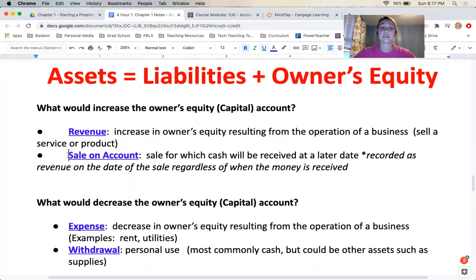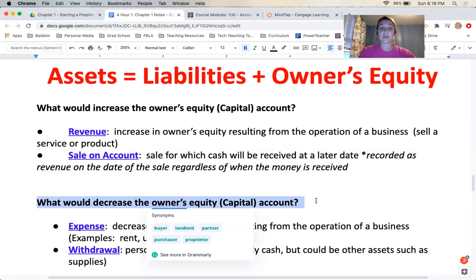The next is sale on account, which means that we made a sale and revenue has come into our business, but we haven't physically got the cash yet. So we talked about accounts payable last week. This week we're going to talk about accounts receivable. So sale on account is when we've still made a sale, we just have not received that cash yet, but we're still going to record it as revenue.